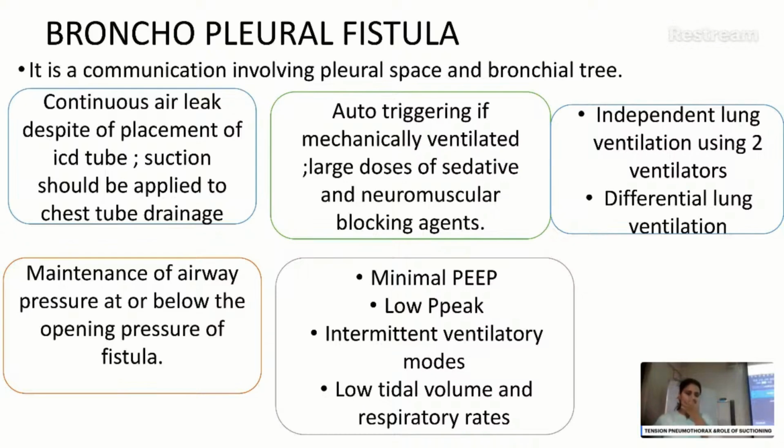So what can be done is, we can use differential lung ventilation for this patient. We can use bronchial blockers. We can use two different ventilators for this patient. Independent lung ventilation using two different ventilators, and we have to maintain a very, very low pressure, a pressure that is below the opening pressure of the fistula. Otherwise, the same problem will occur, and the ventilator will aggravate that pneumothorax. You have to give low peak pressures, intermittent ventilatory modes, low tidal volume, and low respiratory rate.